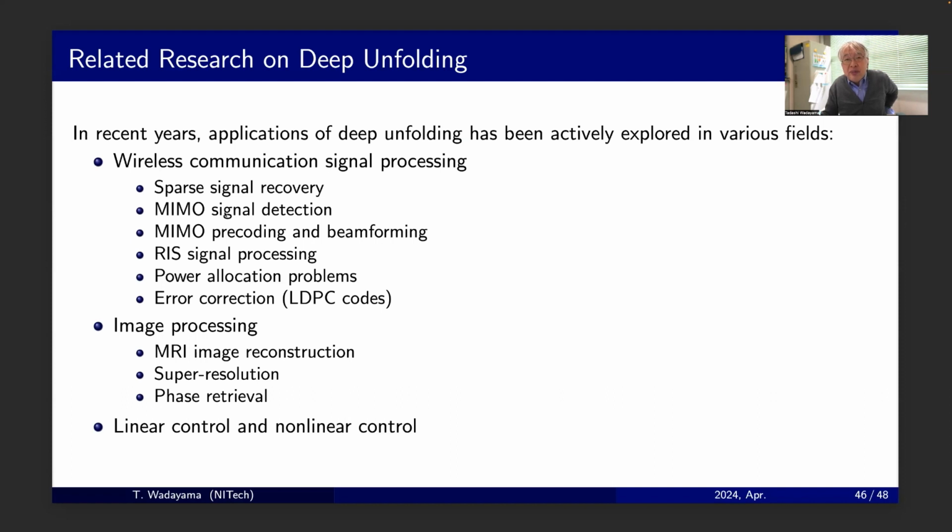There are many works that have been published. And in the field of image processing, for example, deep unfolding is applied to MRI image reconstruction and super resolution, and also to several phase retrieval algorithms. There are many applications that have been proposed.